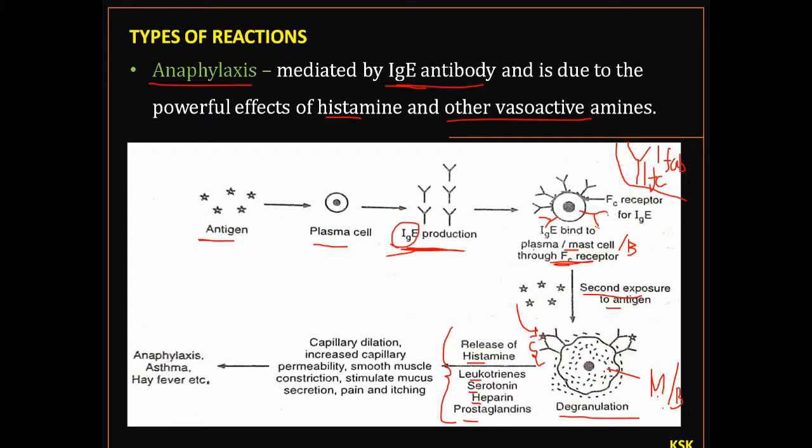Because of the release of these vasoactive or physiologically active agents, histamines cause capillary dilation, and the leukotrienes, serotonin, heparin and prostaglandins each have their own pharmacological action. They cause either capillary dilation or increased capillary permeability and smooth muscle constriction, or they stimulate mucus secretion, pain and itching.